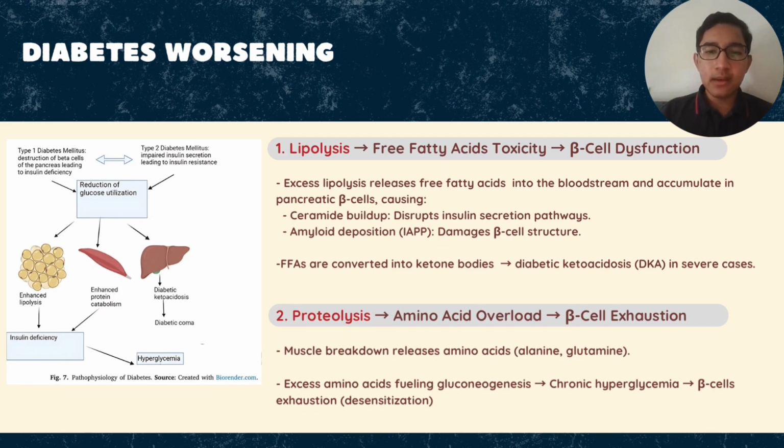For proteolysis, it causes muscle breakdown and releases excess amino acids. These excess amino acids can fuel gluconeogenesis and worsen the diabetes due to beta cell exhaustion.